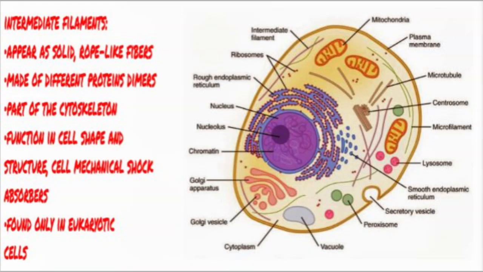The intermediate filaments are made of dimers that come together to form tetramers, and the tetramers assemble end-to-end, overlapping to form long strands, thereby making them appear as solid, rope-like fibers. They are made of different proteins. The intermediate filaments work together with the microtubules to give support to the fragile tubulin.